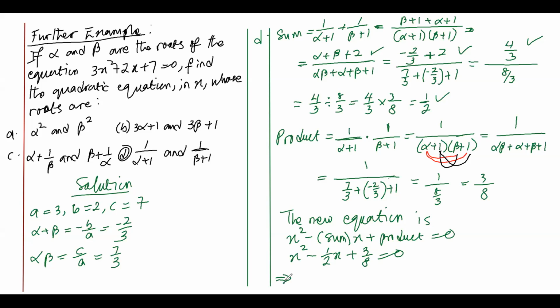We multiply through by what this time? Would it be 8? 8 because... So that would be 8x squared minus 4x plus 3 equals 0. And this is the end. Any questions?